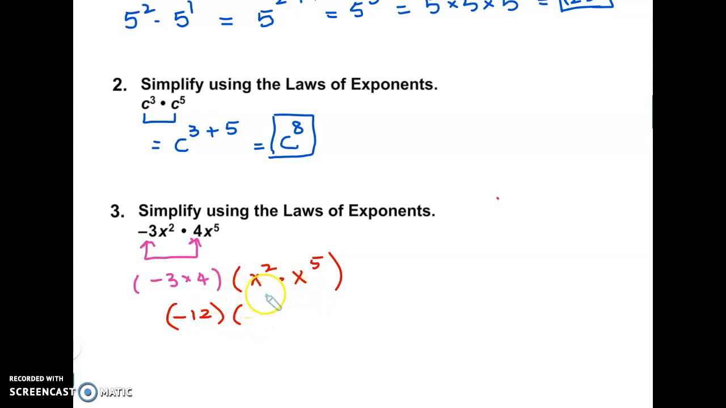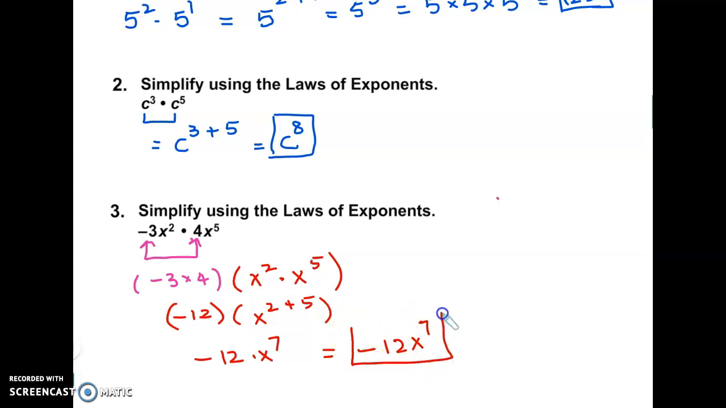And then here we're going to use the rule that we learned right now. Keep the base, add the exponents. So my total answer is going to be negative 12 and then x to the 2 plus 5, which is 7. Your total answer is negative 12 x to the 7th exponent. In simple words, negative 3 times 4 is negative 12, x to the 2, x to the 5, add the exponents, which is 2 plus 5, which is 7.